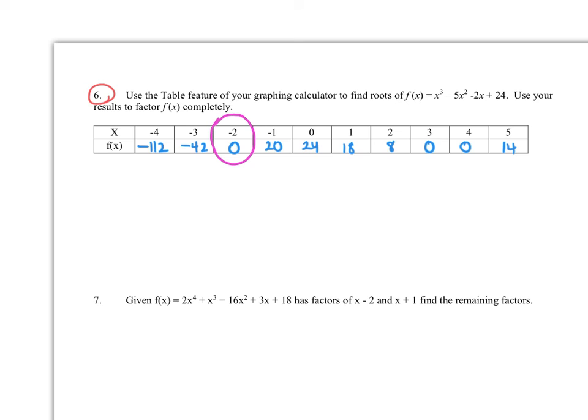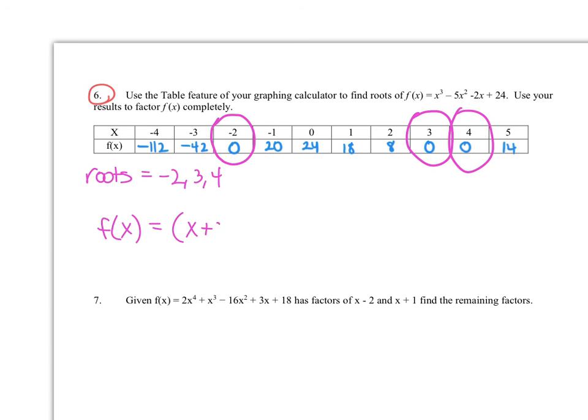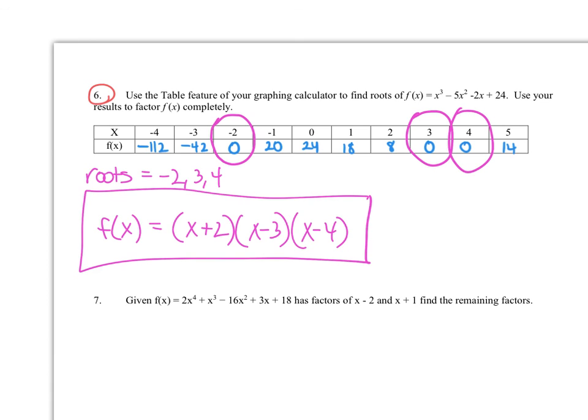Negative 2 is a root. 3 is a root. 4 is a root. The reason we know that our roots are equal to negative 2, 3, and 4, because those are the ones that have an output of 0. If negative 2 is a root, x plus 2 is a factor. If 3 is a root, x minus 3 is a factor. If 4 is a root, x minus 4 is a factor. And so that's how you can use your roots to help you factor.